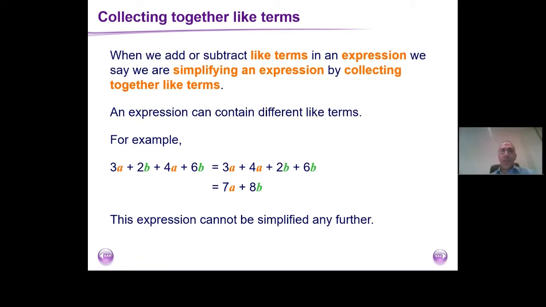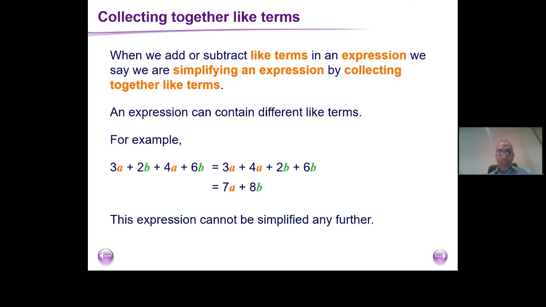So in an expression, you always want to add the like terms together to simplify it, and you do that by collecting the like terms. So in the expression here, you have 3a plus 2b plus 4a plus 6b. Now you know the a's are like terms and the b's are like terms. So you add the a's together, 3a plus 4a, which is 7a, and you add the b's together, 2b plus 6b, which is equal to 8b.